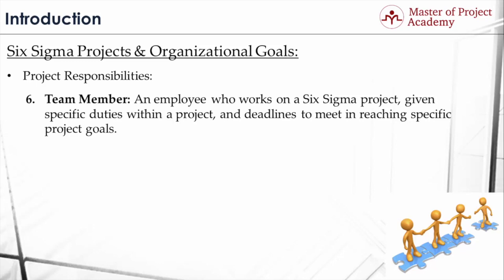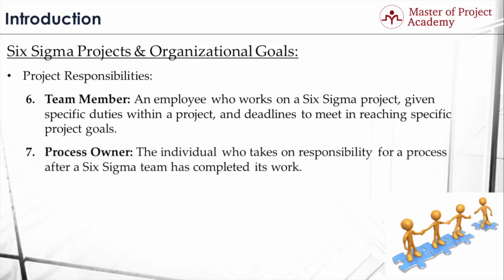6. Team member. An employee who works on a Six Sigma project, given specific duties within a project and deadlines to meet in reaching specific project goals. The team members execute specific Six Sigma assignments and work with other members of the team within a defined project schedule to reach specifically identified goals.